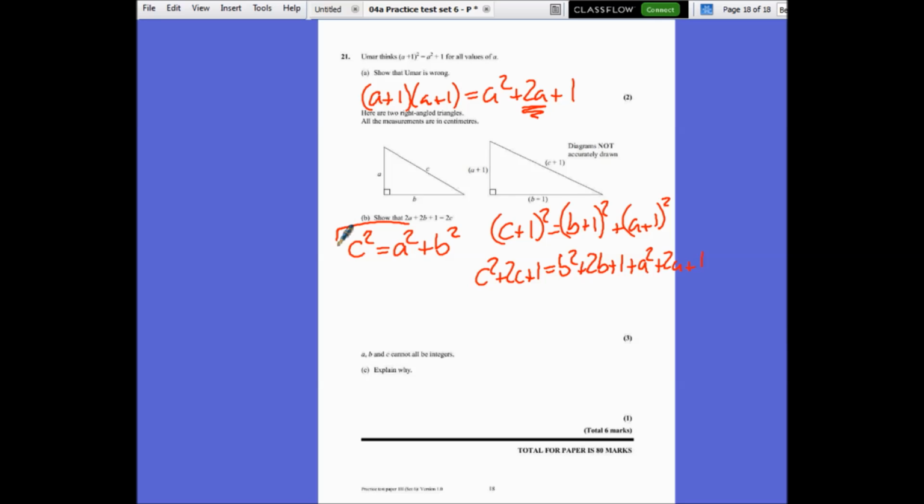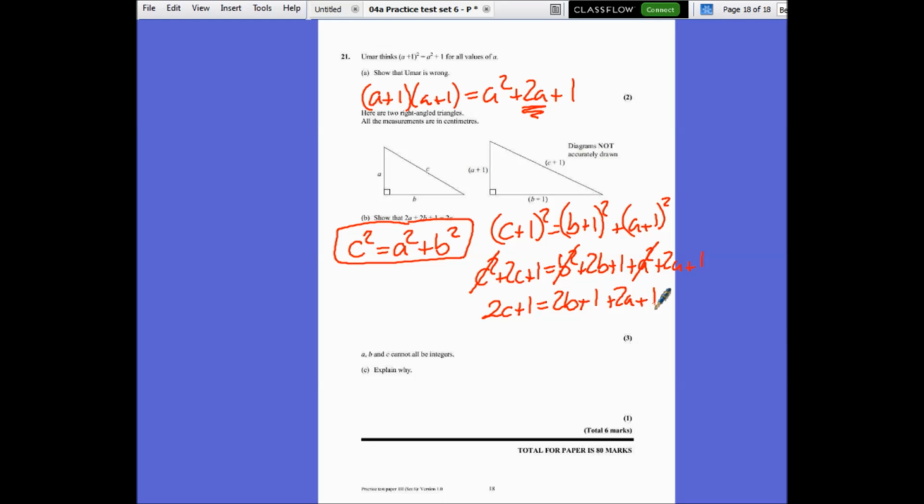Now, looking at this one here, we can see that c squared is equal to a squared plus b squared. So if that there is equal to that plus that, we can cancel those out. So using the first bit, knowing that c squared equals a squared plus b squared, we can cancel out the c squared, b squared and a squared, because they must be equal to each other. That would leave us with 2c plus 1 is equal to 2b plus 1 plus 2a plus 1.